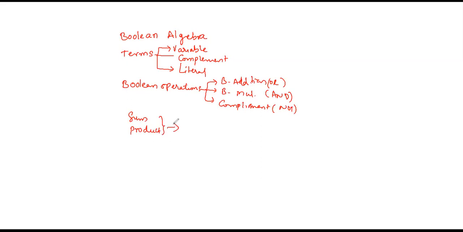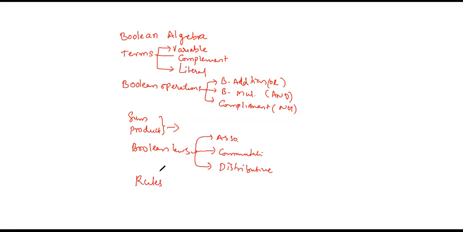Next, we have gone through the laws, Boolean laws: associative, commutative, distributive. These three laws we have gone through. Next, rules of Boolean algebra.